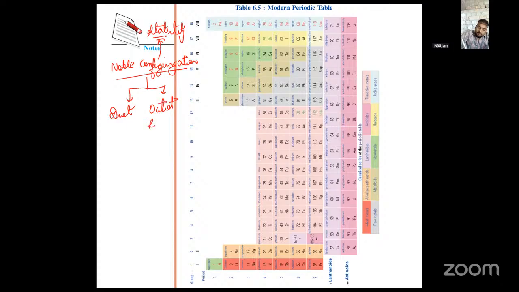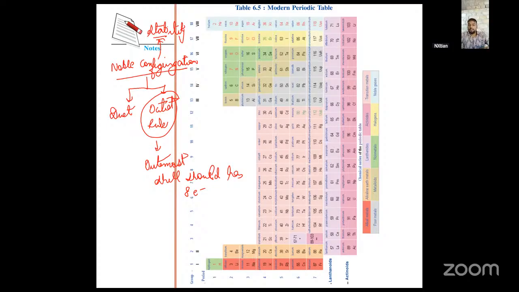Now, what is the octet rule? The octet rule is that the outermost shell should have 8 electrons. If 8 electrons are there, then this is called the octet rule. Did you understand me correctly?